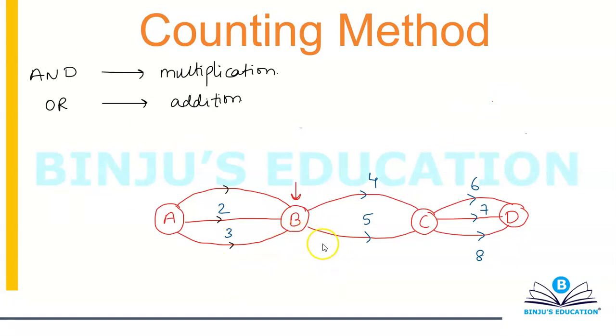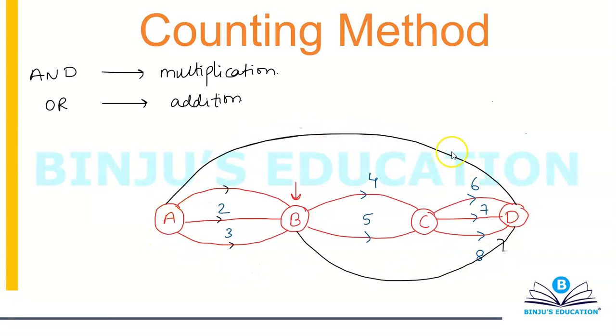Let's add one more way from here. So the question is, in how many ways can you go from A to D? Now you have to break this question into 2 or 3 parts. Let's see how we can solve this one. So the first way is basically the direct way. That is, you directly go from A to D, it's fine.